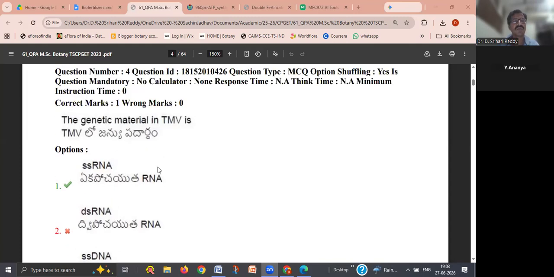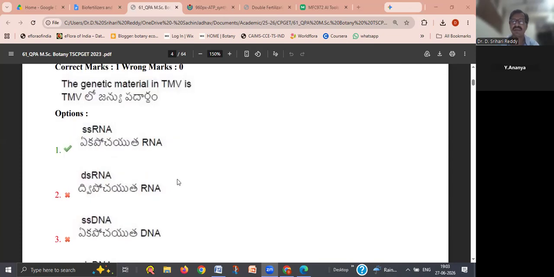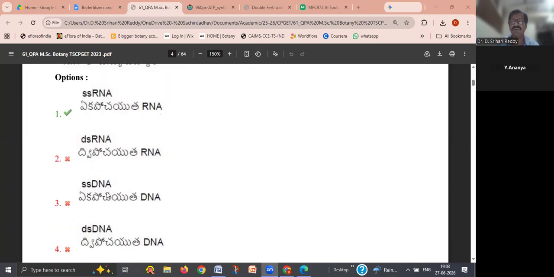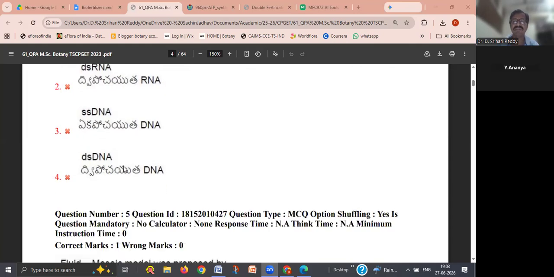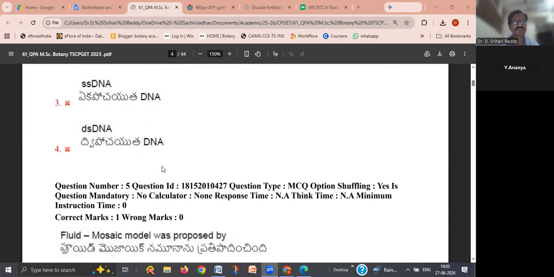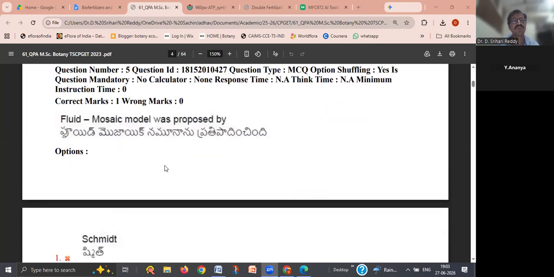So now the answer to the question, the genetic material in TMV, it is a very simple question. The answer is single-stranded RNA, but you should remember some of the exceptional cases like the reovirus, which contains double-stranded RNA, and M13 phage and phi X174 virus, which contain single-stranded DNA, and cauliflower mosaic virus, which contains double-stranded DNA as a genetic material.